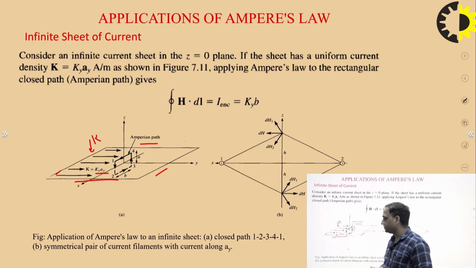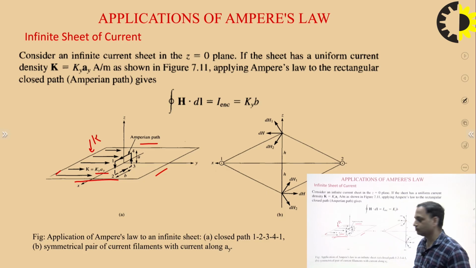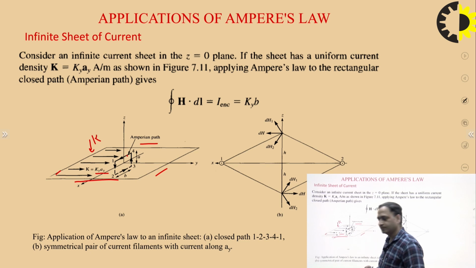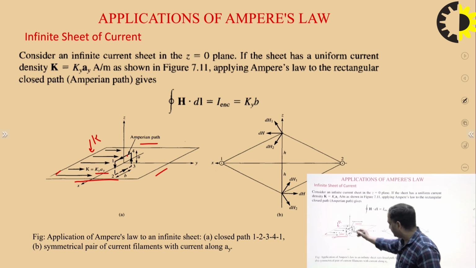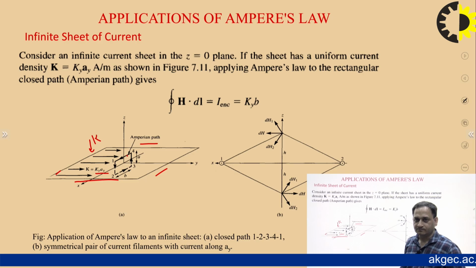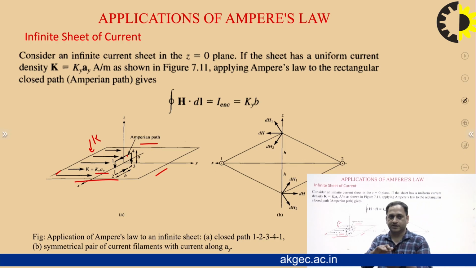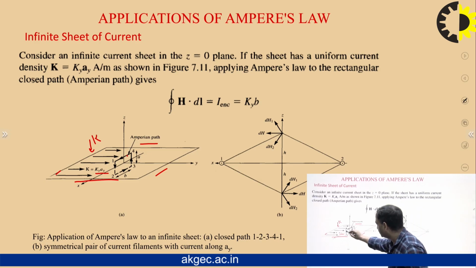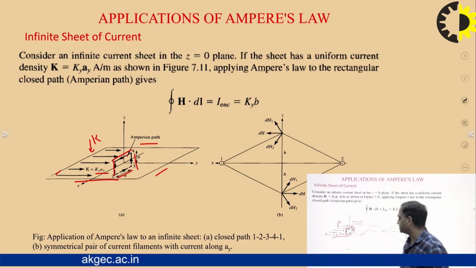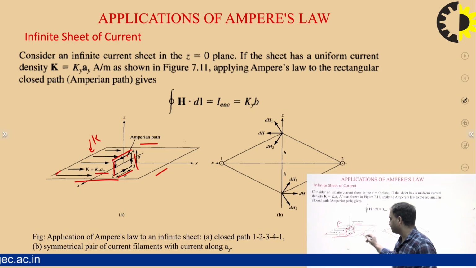So now what is our question? Our question is how to find the value of H at a point here, maybe here or maybe here. So what will we do? Again we will draw the Ampere's path. For this particular sheet, the Ampere's path will be like this. It will cross this complete sheet, right? So 1 to 2, 2 to 3, 3 to 4 and 4 to 1. This complete closed path, or Ampere's path, is enclosing this infinite sheet.